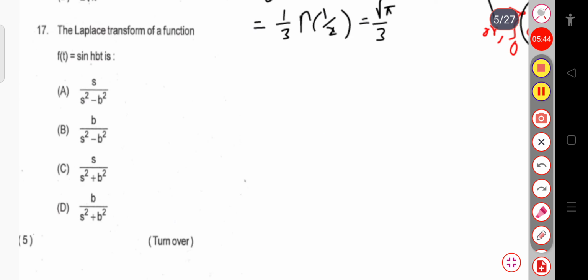The Laplace transform of the function f of t equal to sinh bt is. This is your sine hyperbolic function. So you know for the sine hyperbolic function, this is the direct relation.